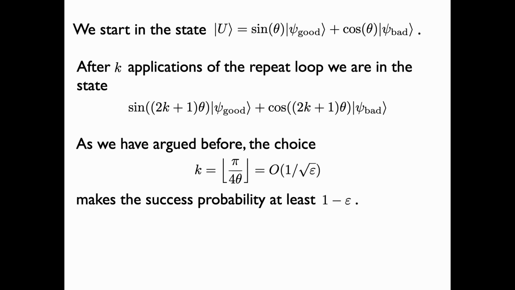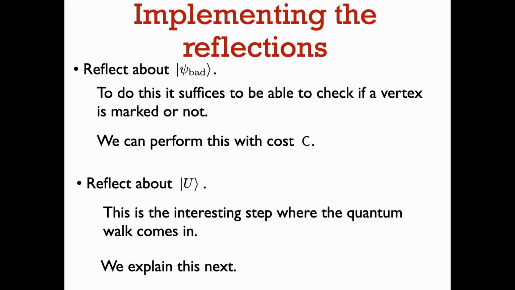Okay, I will quickly go through this slide as the analysis is exactly the same as in Grover's algorithm. You can show that with the choice of the floor of pi divided by 4 theta many iterations, this algorithm will succeed with probability at least 1 minus epsilon. As I mentioned before, to reflect about psi bad, by the phase kickback trick, it suffices to check if a vertex is marked or not. And by definition, the cost of checking if a vertex is marked is exactly c. What I still need to tell you is how to implement the reflection about the uniform state. This is the interesting step where the quantum walk will be used.